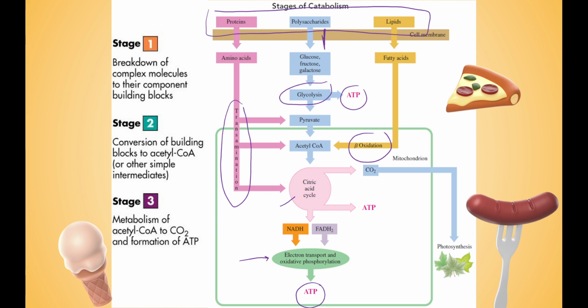So, ganun lang po talaga yung stages ng ating catabolism. Stage 1, breakdown of complex molecules. Stage 2, conversion of your building blocks to acetyl coenzyme A in order to participate in your last two cycles, your citric acid cycle and electron transport chain. And for your stage 3, dun na po yung formation of our ATP.